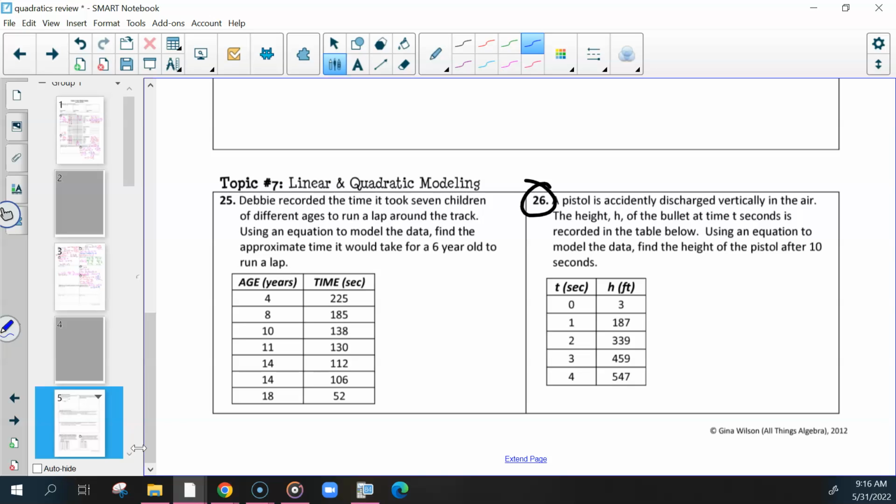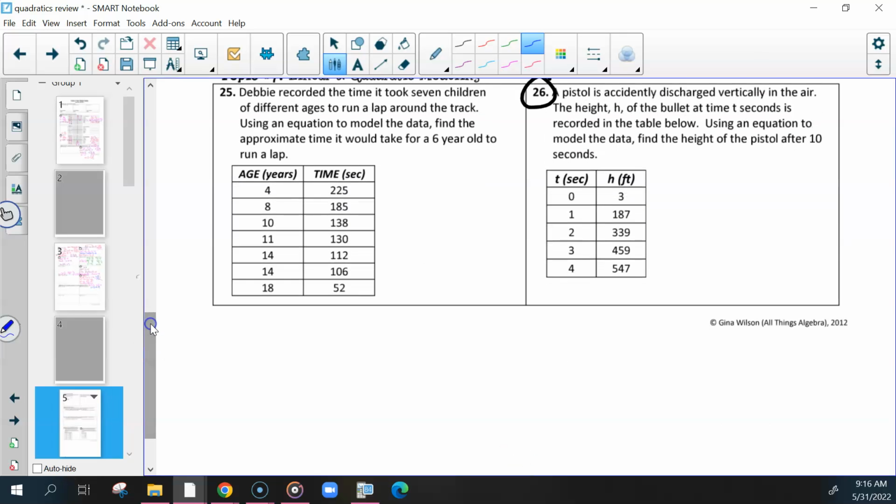Wait, we're gonna have this on our test? Oh, pink sheet is what I said? Quadratic regression is, linear is not. So we're gonna have the quadratic thing.